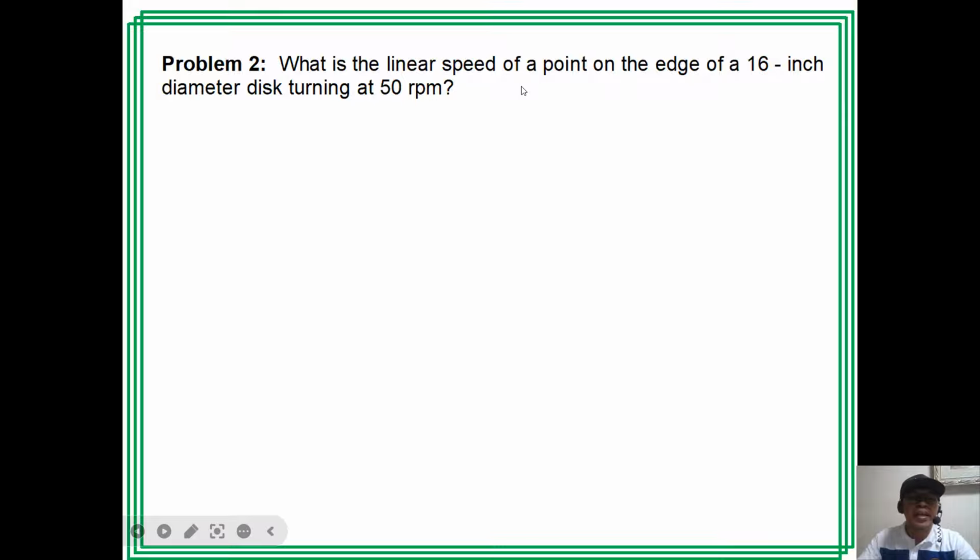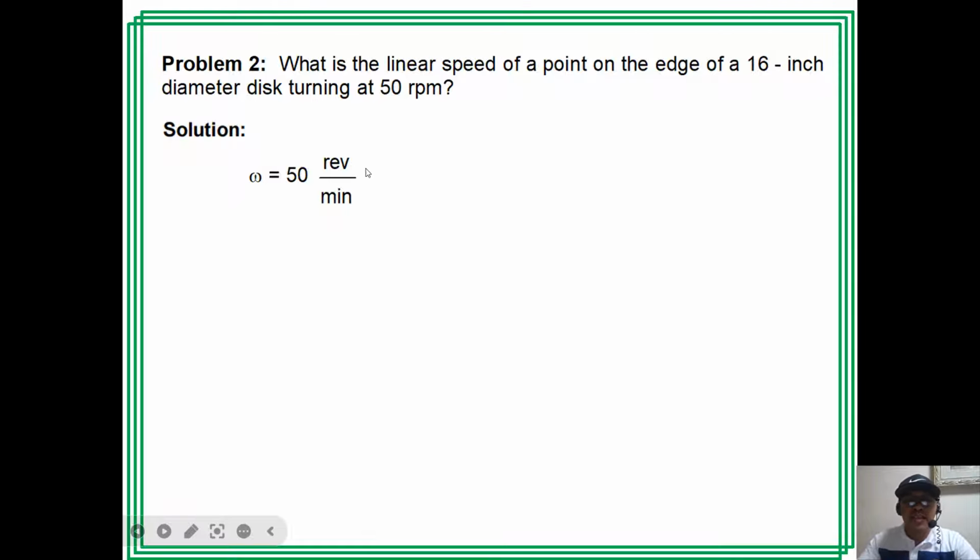What is the linear speed of a point on the edge of a 16-inch diameter disc turning at 50 RPM? So we have a linear speed. So what is the linear speed? Meaning we are asked to solve for the linear velocity of a point on the edge of a 16-inch diameter disc turning at 50 RPM.